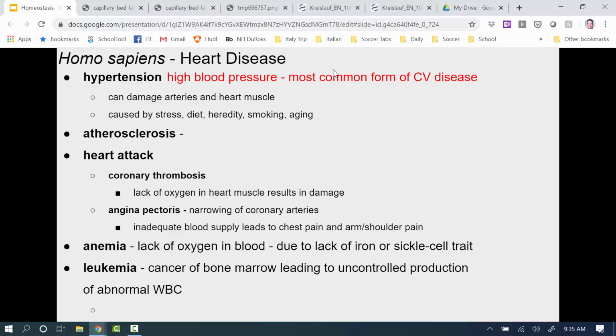Medications can decrease blood pressure. There are certain medications, changes to diet, increased exercise. Those things can help to decrease high blood pressure.